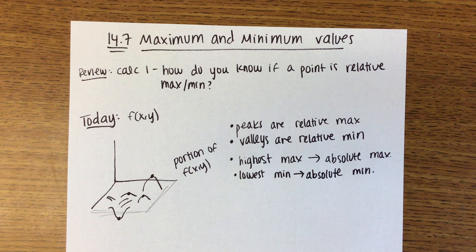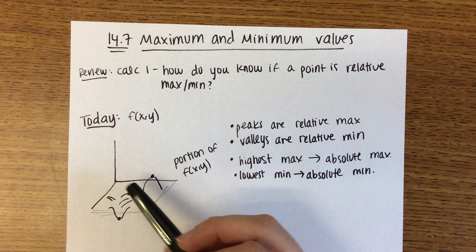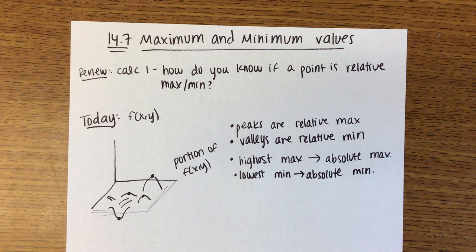Why can we not tell which one is the absolute max and which one's the absolute minimum? Yes, it's only a portion of f of x, y. If we restricted the domain to only this portion, then we can say this is the absolute maximum. But right now, we don't know the absolute maximum because we don't have the entire f of x, y. Sound good so far? Okay.